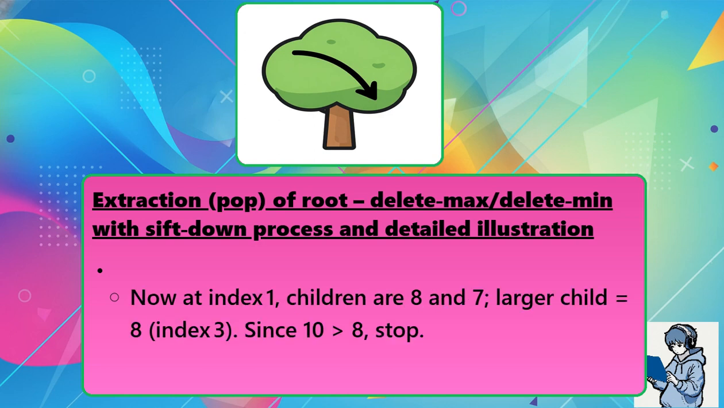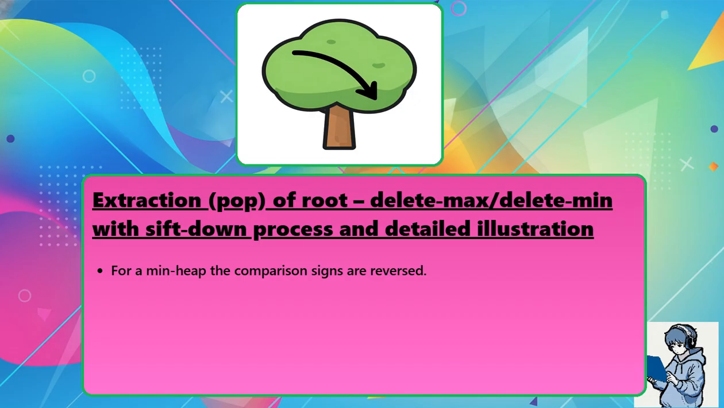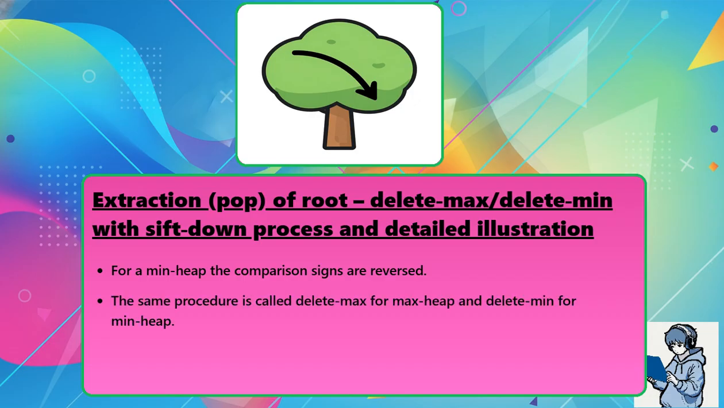Now at index 1, the children are 8 and 7, and the larger child is 8 at index 3. Since 10 is greater than 8, stop. The resulting heap is a valid max heap, and the operation cost is O(log n). For a min heap, the comparison signs are reversed. The same procedure is called delete max for a max heap and delete min for a min heap.